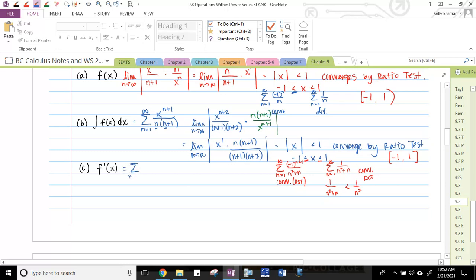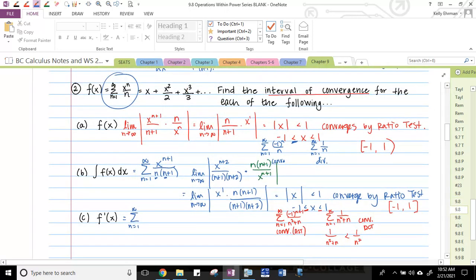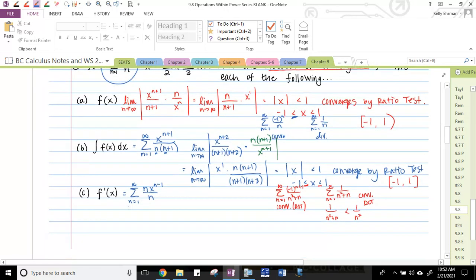All right, don't forget, you're going back to the original f of x, that power series. And now we're taking derivatives. So the derivative would be n times x to the n minus 1 over the n that was already there. Okay, so those n's cancel out. So this is actually just x to the n minus 1. The sum from 1 to infinity of x to the n minus 1.